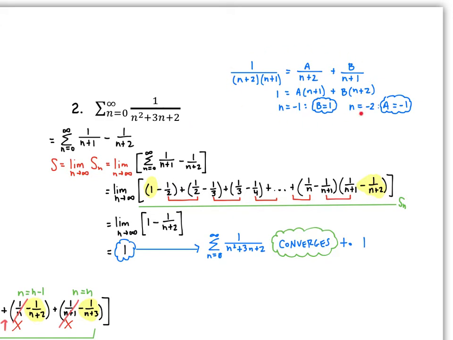So here's my partial fractions work. We break it up as 1 over n plus 2, n plus 1, so equals a over n plus 2 plus b over n plus 1, multiplying through.